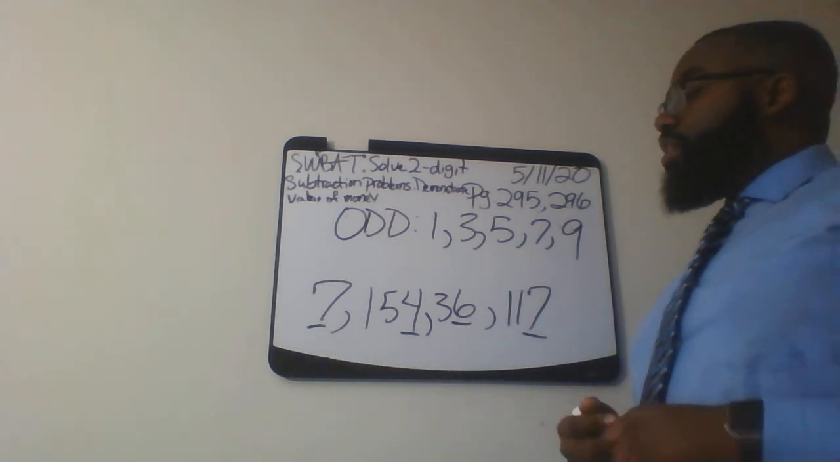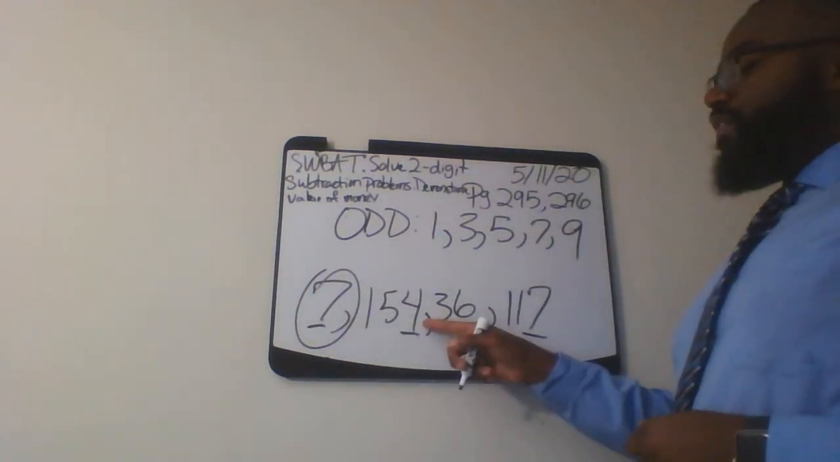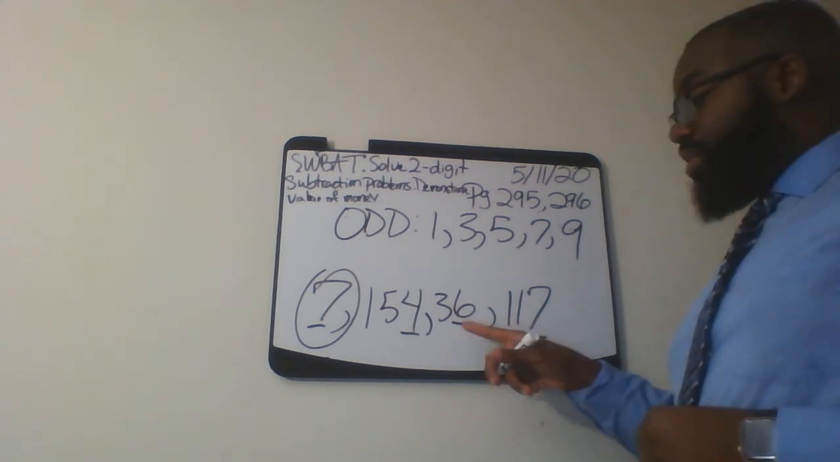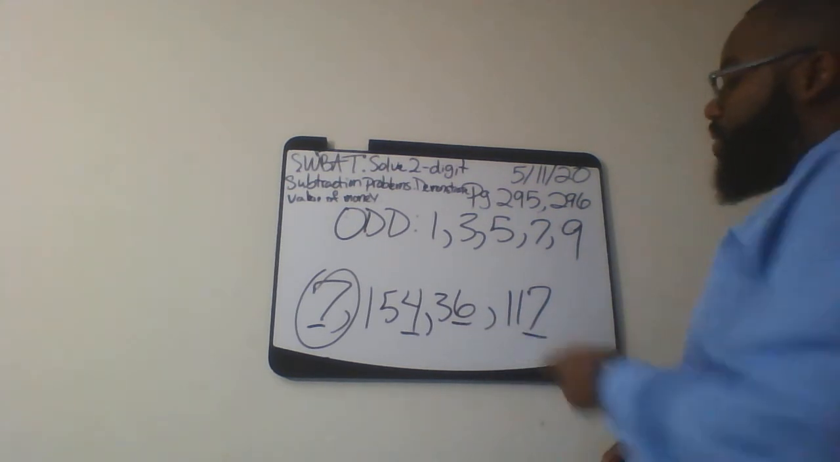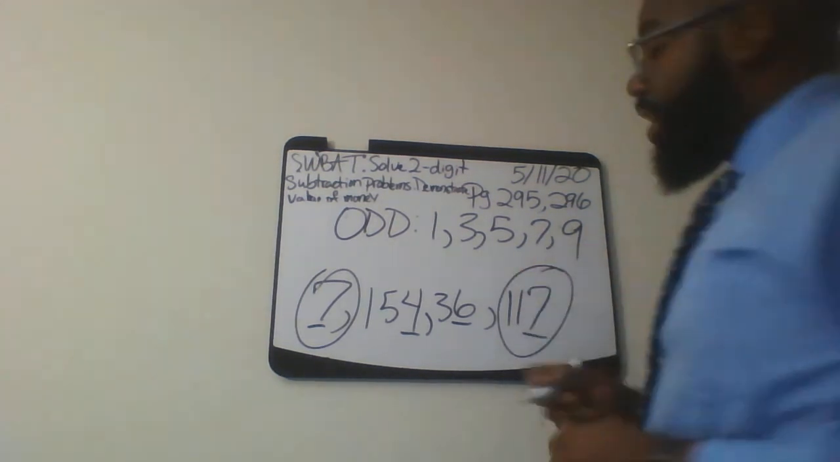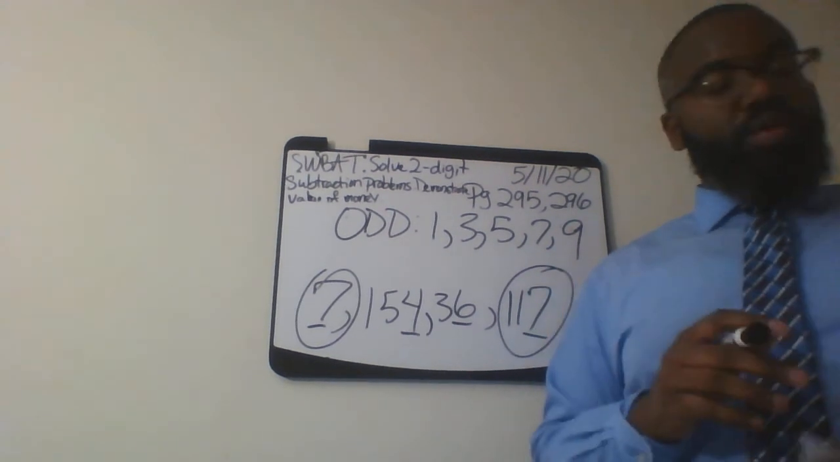7. That's an odd number, so I'll circle that. 154. 4 is not an odd number, so I'll leave that alone. Let's get 36. 6 is not an odd number, but let's move on to 117. That's 7. That is an odd number, so I'll circle that. So since we're able to identify odd numbers, we should be able to work with number 2.